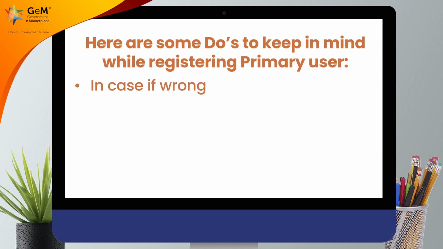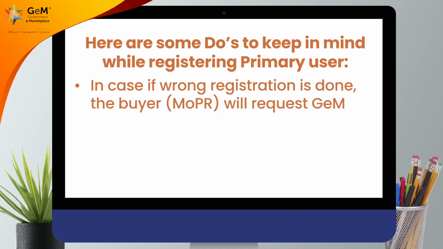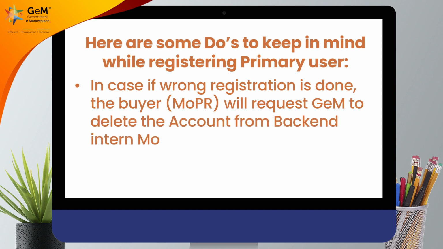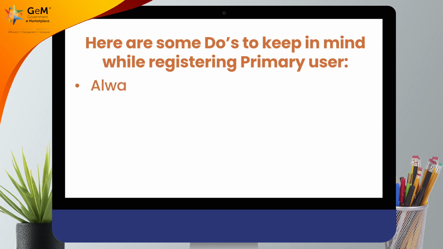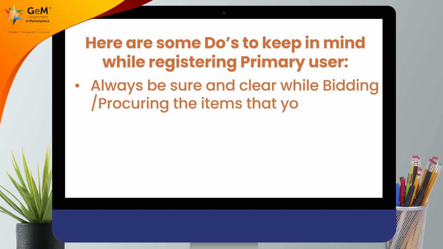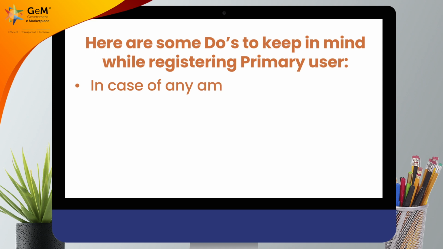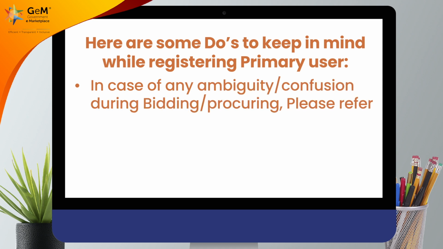In case if wrong registration is done, the buyer MoPR will request GEM to delete the account from the backend. In turn, MoPR will request the GEM to do the same. Always be sure and clear while bidding, procuring the items that you have found available. In case of any ambiguity, confusion during bidding, procuring, please refer to the GEM Help Desk.